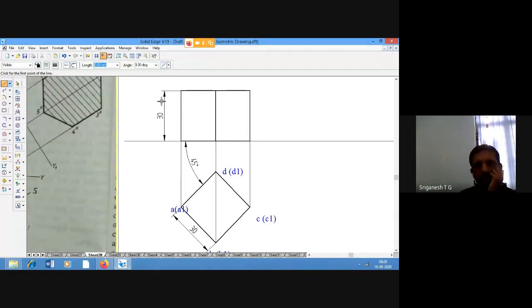Okay. So and this height, it should be mid height of this. What is the height? 30. So at 15 mm 90 degrees. So now I'll just connect all these 3 points. Look here.